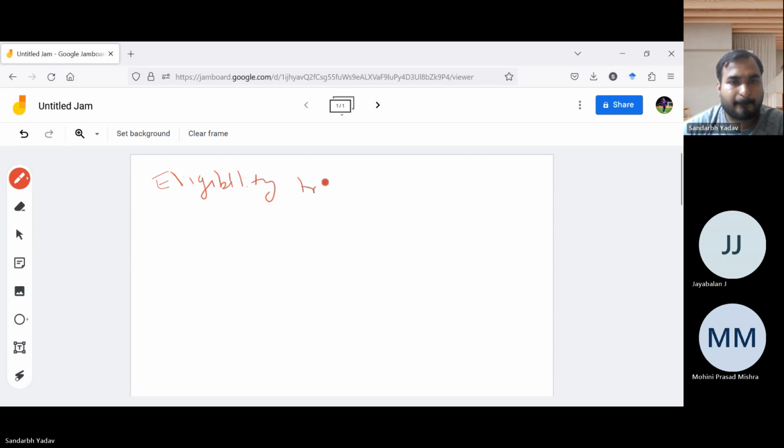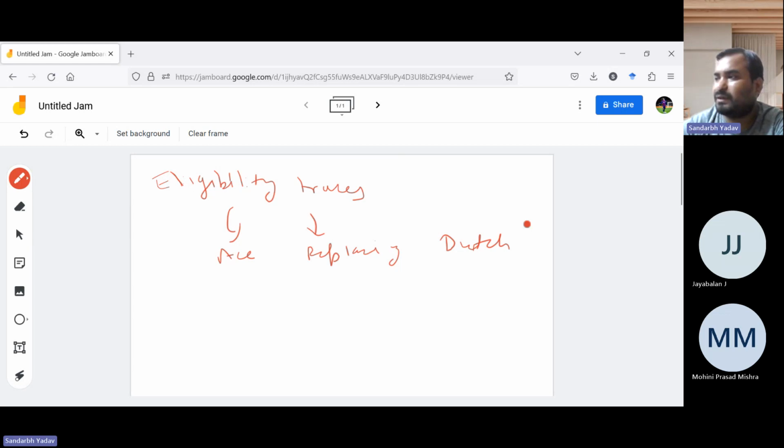Eligibility traces, and they were accumulating and also replacing. You can refer to Dutch traces also. And after that there was a backward view and forward view, so you can refer to them also. And eligibility trace control. Then there was a brief recap of Thompson sampling.